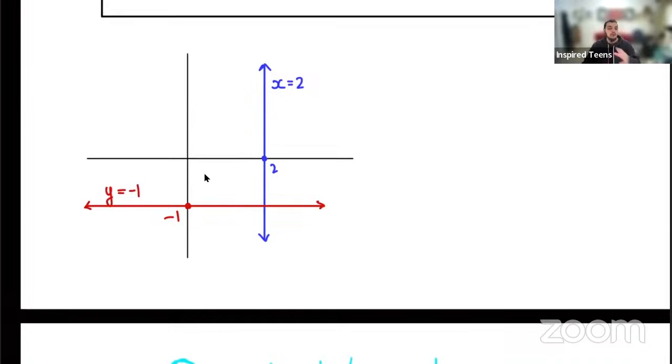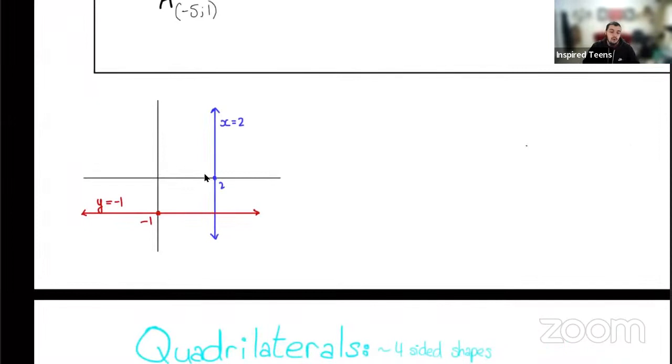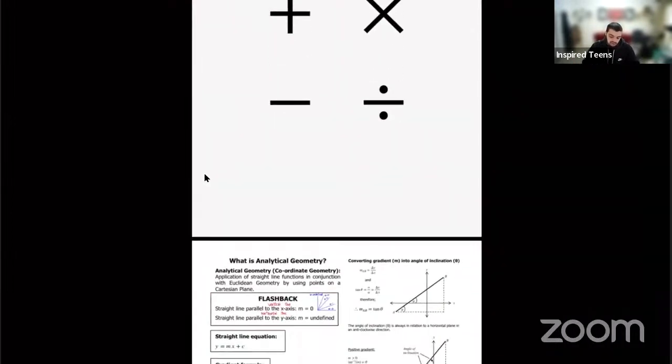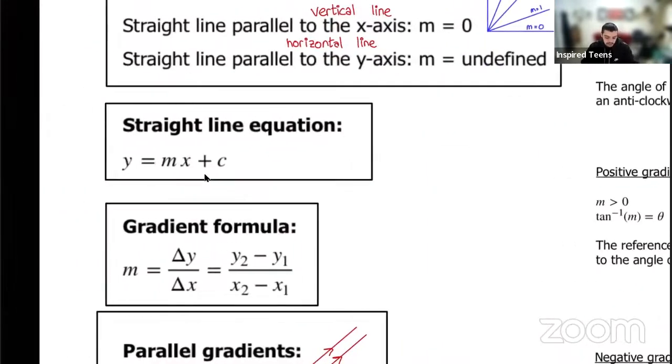Okay, so that's just a quick way to remember it. Vertical line, x is equal to whatever the x value is. Horizontal line, y is equal to whatever the y value is. We'll get into y is equal to mx plus c once we do functions. Okay, but that's important to note. The equations of vertical and horizontal straight lines. Okay, then we move on.